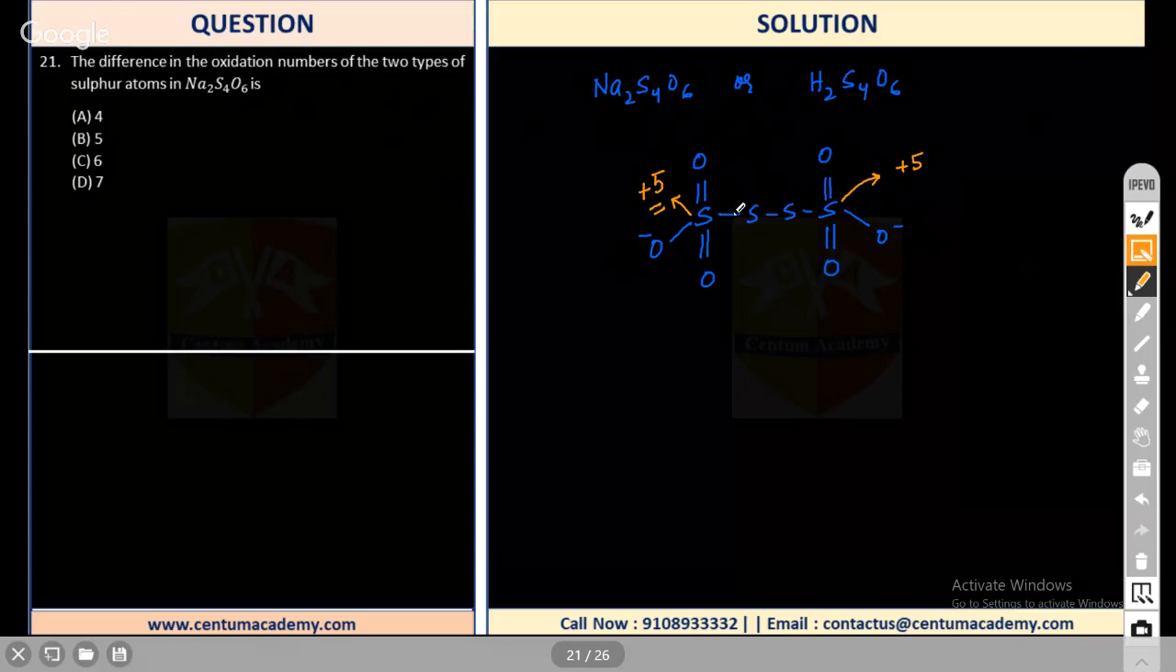This sulfur atom is connected with sulfur itself on both sides, so there is no electronegativity difference. Oxidation state is 0. Here also, with the same logic, it is 0. So there are two types of sulfur atom here. One type has oxidation number +5 and the other has 0. So the difference in oxidation number is 5.